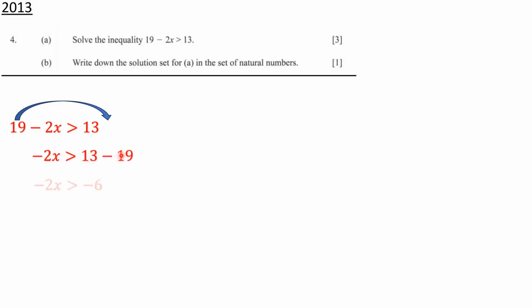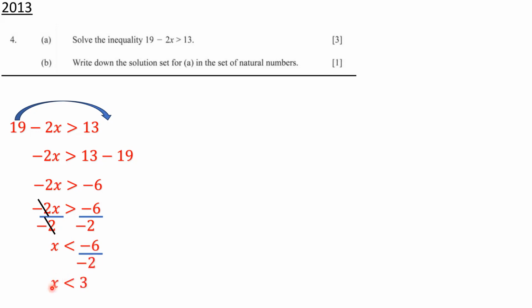13 minus 19 is definitely -6. And notice that we're going to divide both sides by -2. So we're going to cancel out the -2's, but we're definitely going to change the sign, right? So we have -6 divided by -2, and -6 divided by -2 is definitely +3, because a negative divided by a negative is definitely a positive.